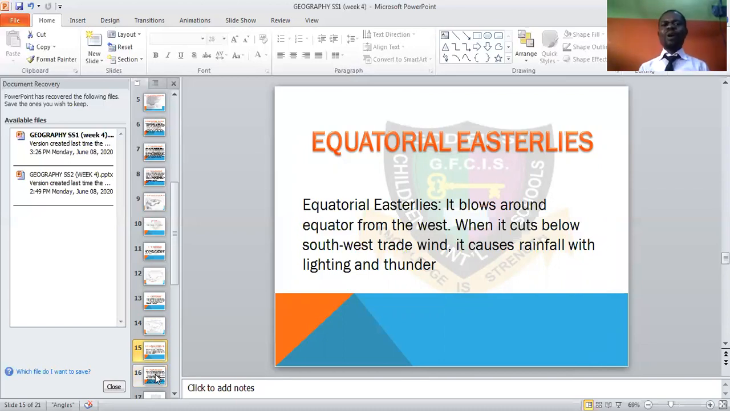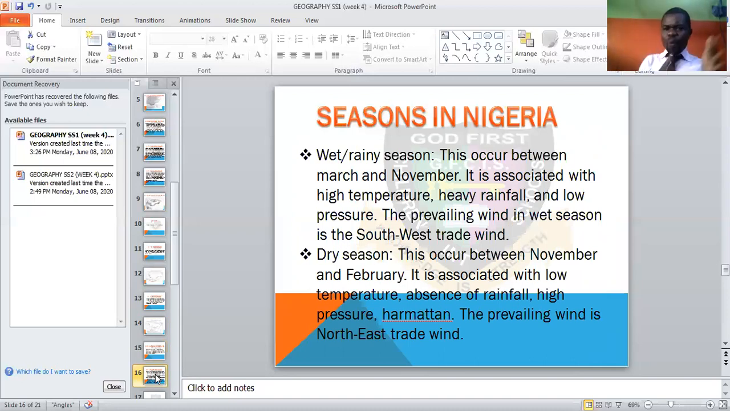Then we also need to look at the seasons in Nigeria. In the course of the wind, I was talking about wet season. We have two seasons in Nigeria: rainy season or wet season, and then dry season. The rainy season or wet season occurs between March and November.